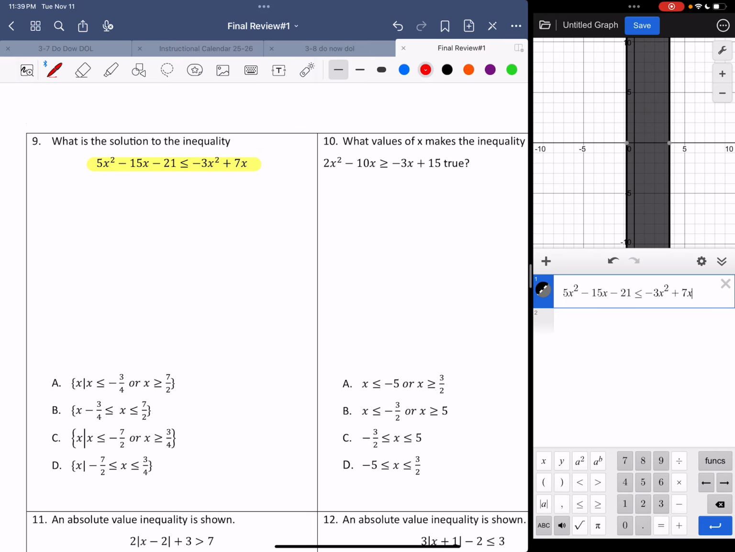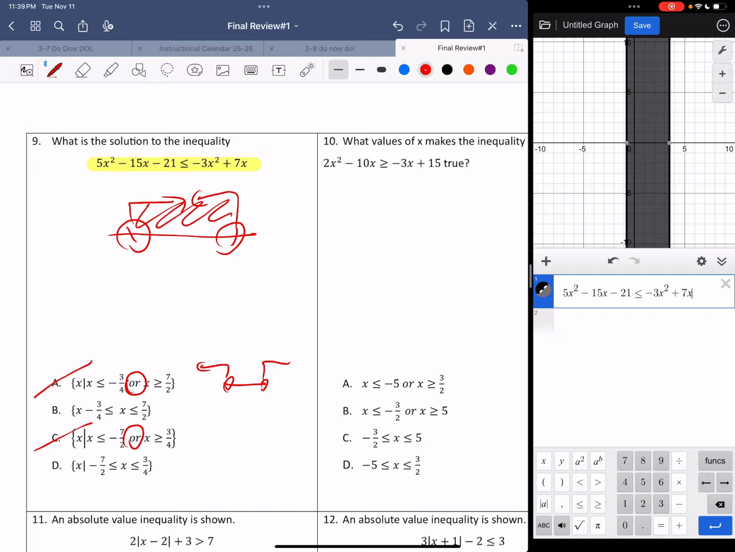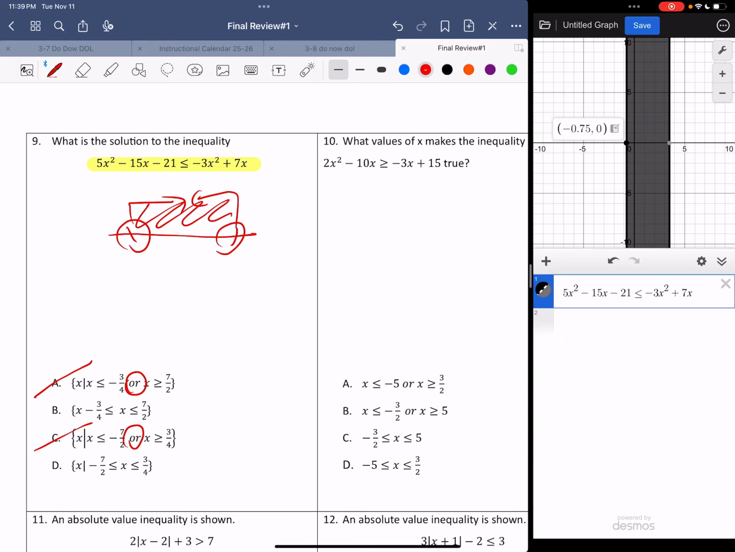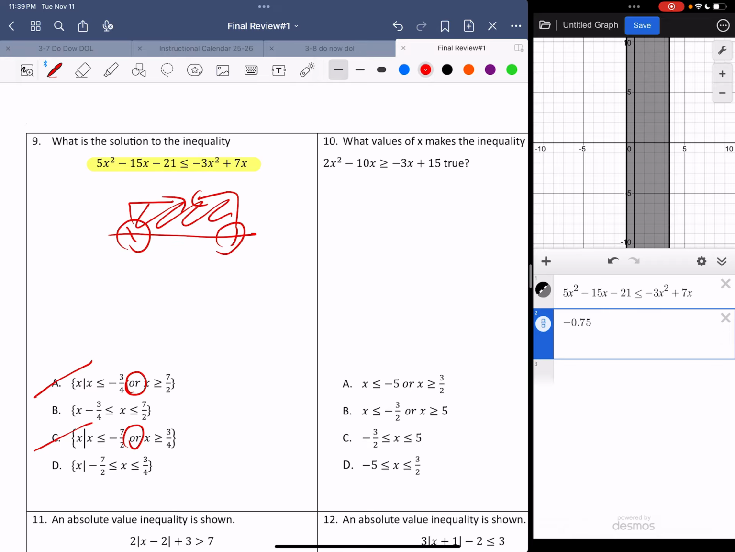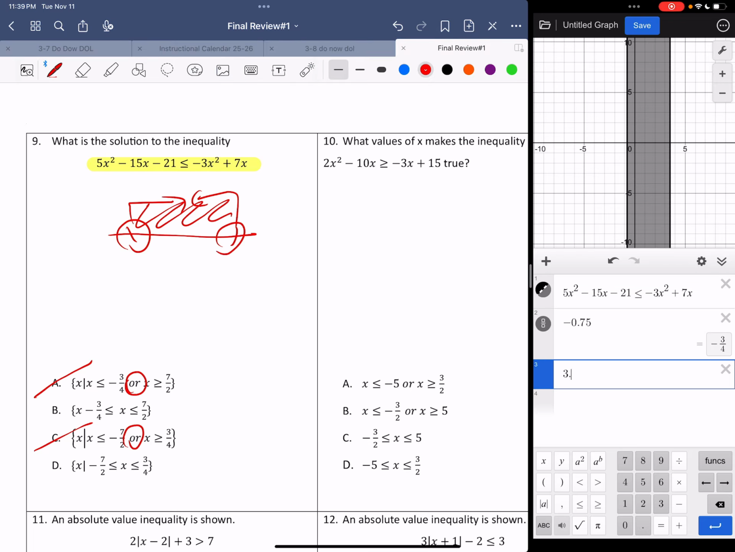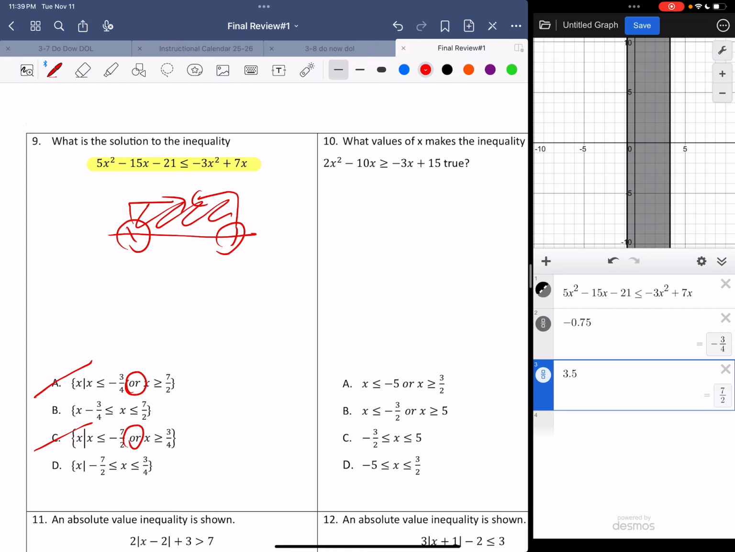So I got this graph here. Do you see this one is shaded inside? So I can cross out A and C, because do you see the 'or' statement? You use this one when you have shading outside. Okay, so the answer is going to be either B or D. Luckily, we can click this one. Negative 0.75. If I click this, negative 3/4. And the other one, positive 3.5. If I click this, that's going to be 7/2. So it's going to be B.